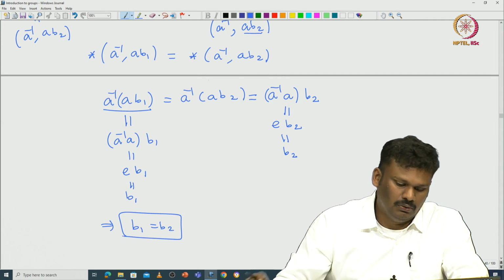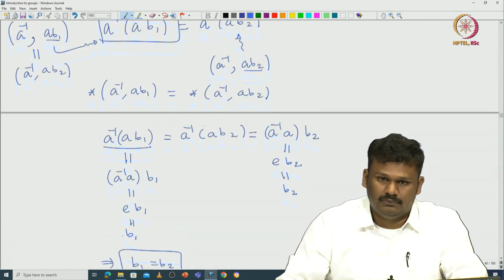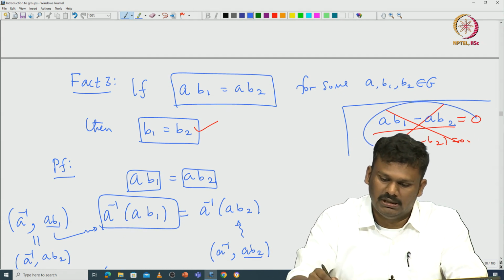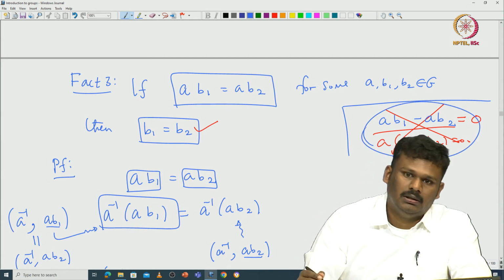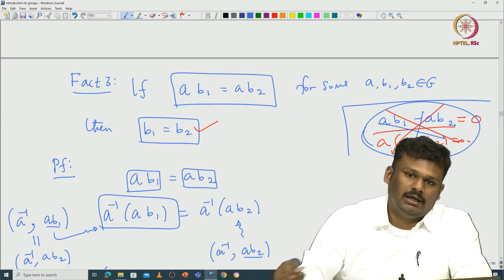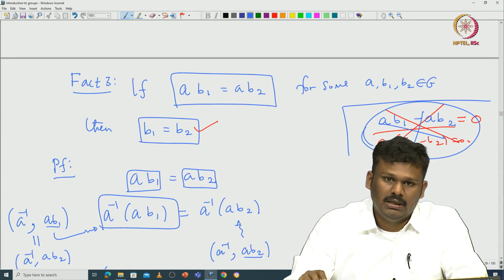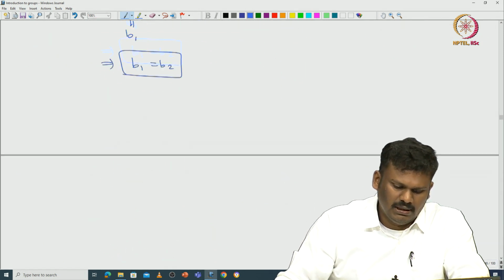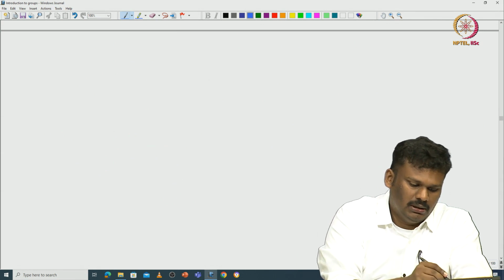So I am allowed to do cancellation. But when I say cancellation, not cancellation like this. So this is not what I mean. So here I can multiply by A inverse on the left side. So I am able to do the cancellation. So similarly, one can do what is called right cancellation.